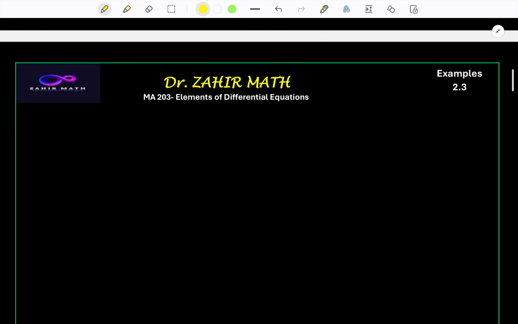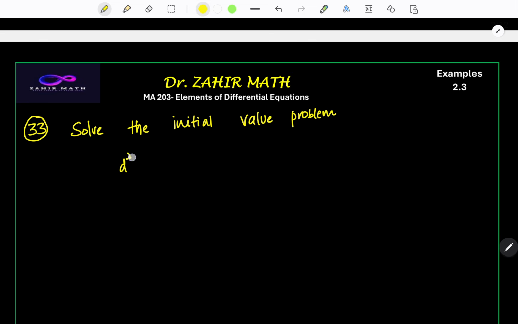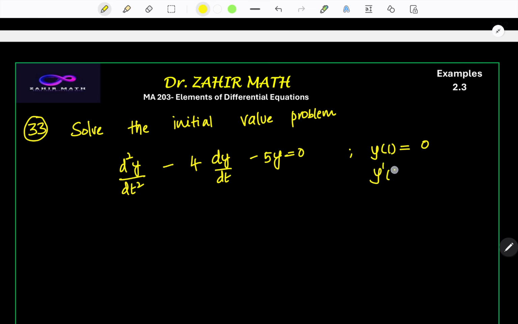Let's go to the next question. The next question is: solve the initial value problem. Question number 33. Solve the initial value problem. The equation is d square y by dt square minus 4 dy by dt minus 5y equal to 0, with y of 1 equal to 0 and y dash of 1 equal to 2.